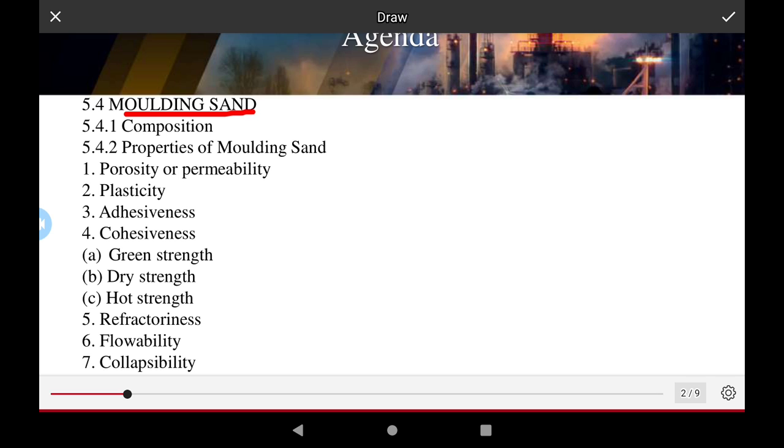Molding sand, composition, properties of molding sand: porosity, permeability, plasticity, adhesiveness, cohesiveness, green strength, dry strength, hot strength, refractoriness, collapsibility, and compatibility. These are the properties of the molding sand.